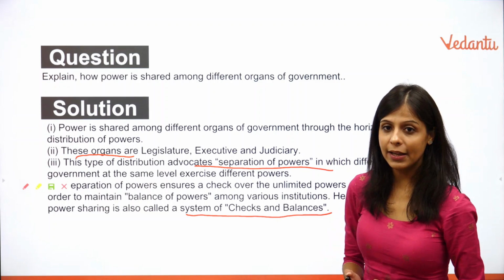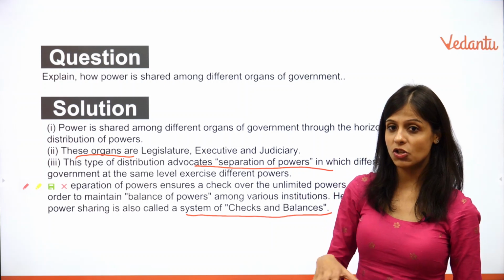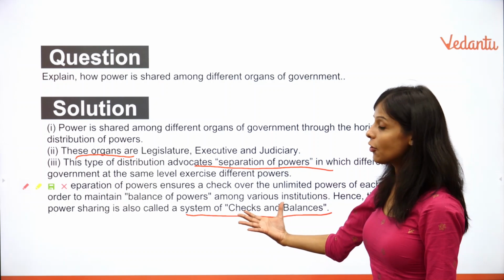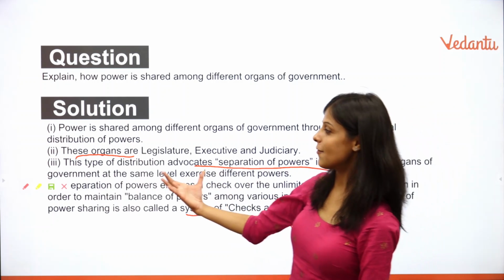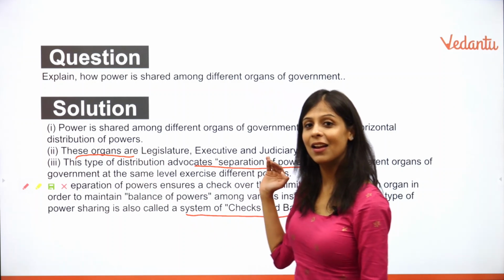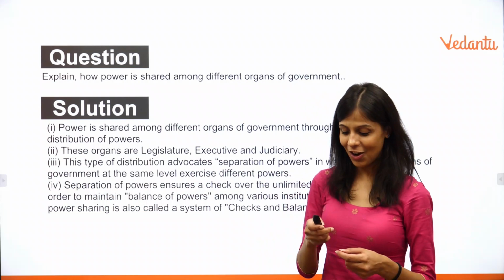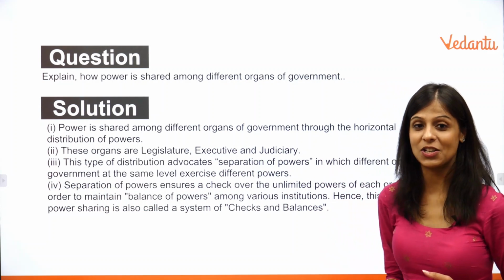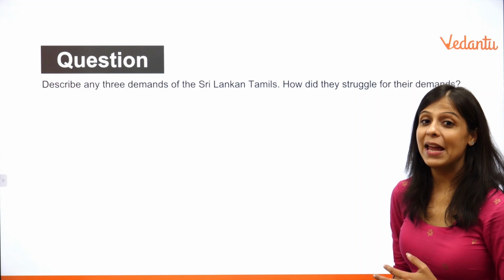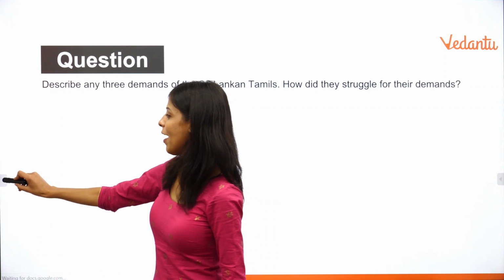And if you're not writing in this way, I would really appreciate and suggest you to mention that you're going to talk about checks and balances towards the very start of the point, and then go on and on with the explanation. Okay, on that note, let's get started with the next question. It's describe any 3. Now here you go.